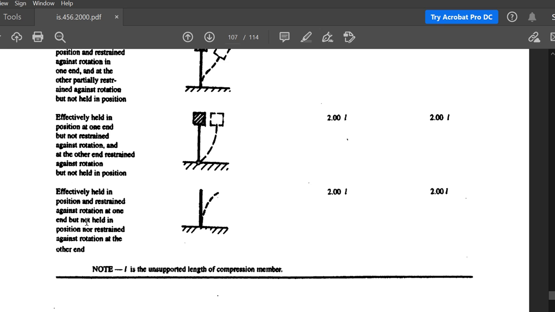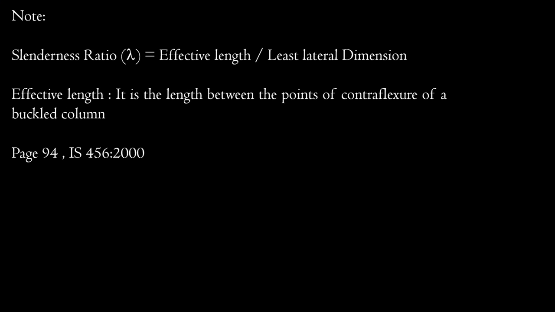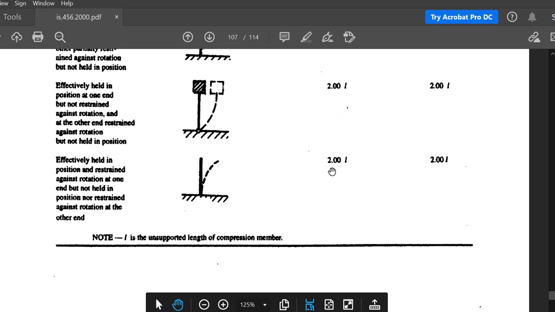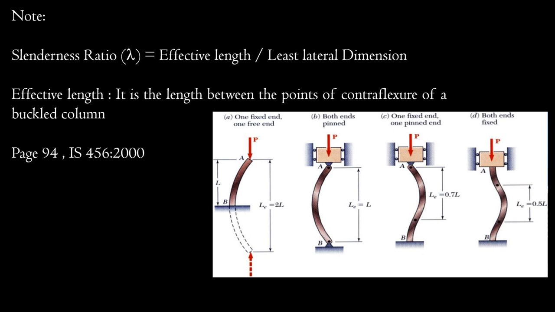Based on the slenderness ratio, which means effective length by least lateral dimension, the effective length you will get from page number 94 of your IS 456 2000. You can see there is a classification of the column. This is the schematic representation of what you have seen. When you are applying a load like this, the point of contraflexure will be this much distance, that is, your effective length is L equal to 2 times your length. Effective length is 2 times the normal length of the column.